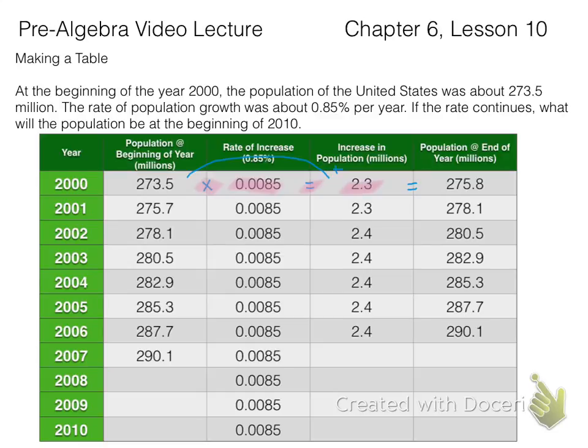Then, if we add the increase and the original population, we're going to get the end of population at the end of 2000. And then, as you can see in the next mistake, I wrote the wrong number for the starting of 2001. So, at the beginning of 2001, we actually have 275.8 million people. We are then going to multiply that by the percentage rate, get the new increase, add it up, and then get the end of your population.